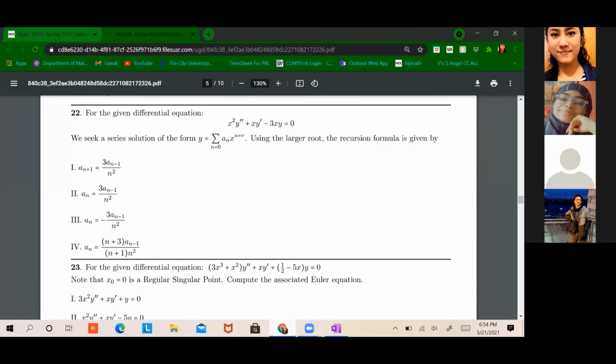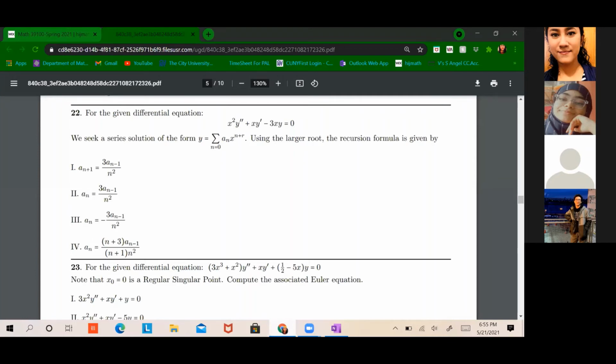So I have a question on 22. Yeah, go ahead. If there is only an x in front of the y double prime, you have to make sure it's x squared, right? So you multiply everything by x. Right, so we make it into an Euler equation. Okay, got it. All right, any other questions on singular point series?